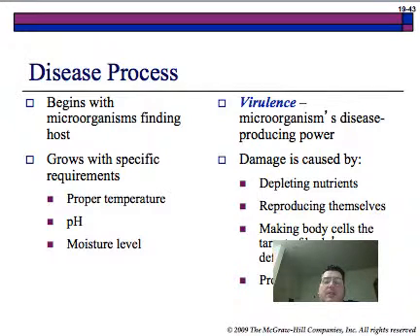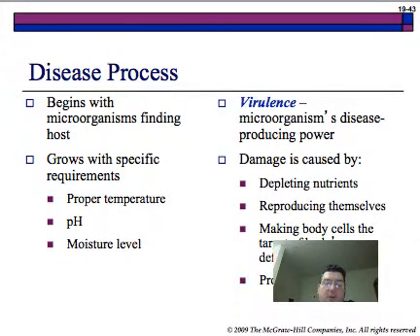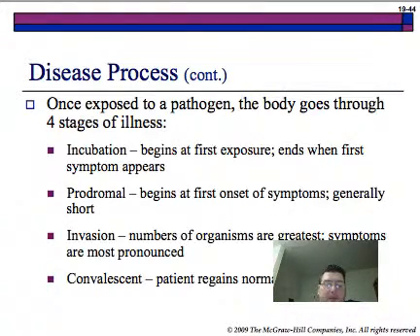The disease process begins with microorganisms finding a host, finding a way into the host, and growing with specific requirements: proper temperature, pH balance, and moisture level. Virulence is a microorganism's disease-producing power. Damage is caused by depleting nutrition, reproducing themselves, making body cells the target of the body's own defenses, and then producing toxins within the host. Those are some important terms to know. You need to know what a host is: a host organ where the organisms find a place to grow. And you need to know each of these terms throughout the slideshow when it talks about specific areas of the disease process.